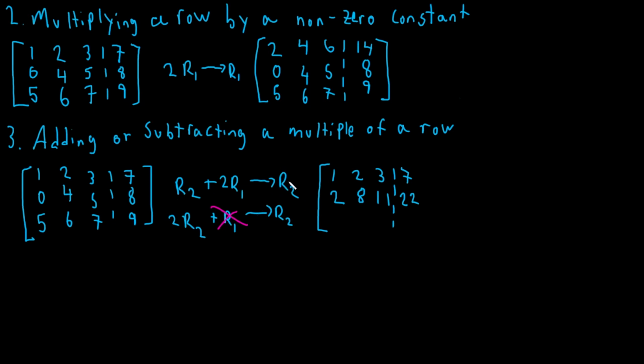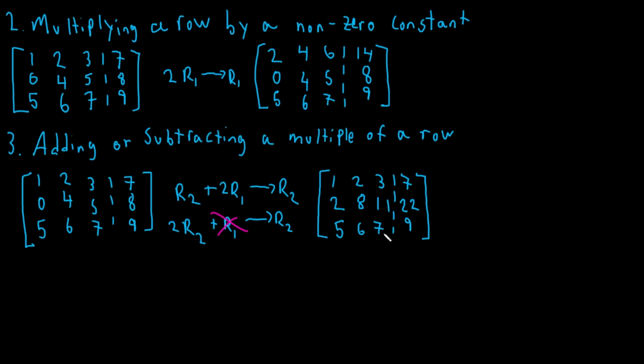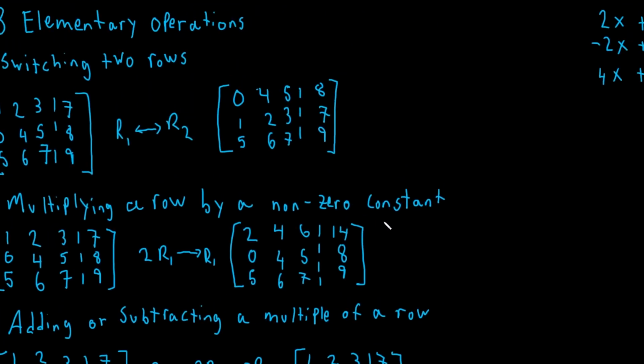Since we're only affecting row 2 in our final matrix, row 3 will remain exactly the same. So we will still have 5, 6, 7, and 9 in row 3 because we're only changing row 2. And the same applies to row 1. Okay, those are the 3 elementary operations. Now let's see how we can apply this to an actual system of equations and solve it.